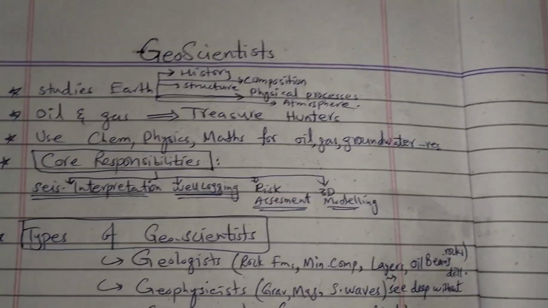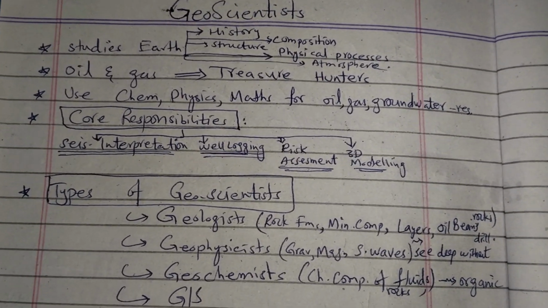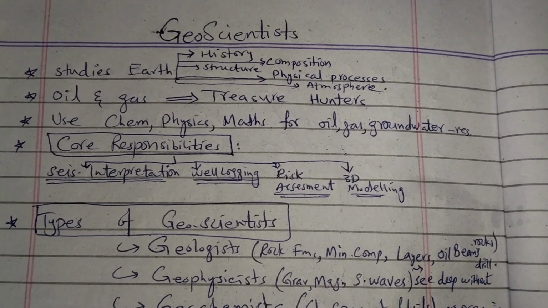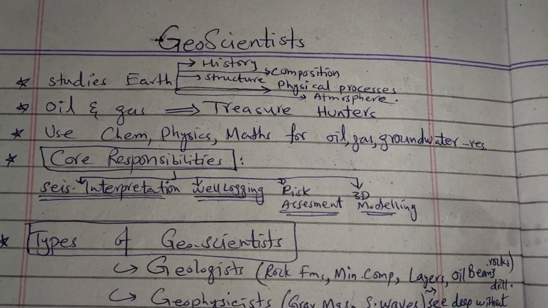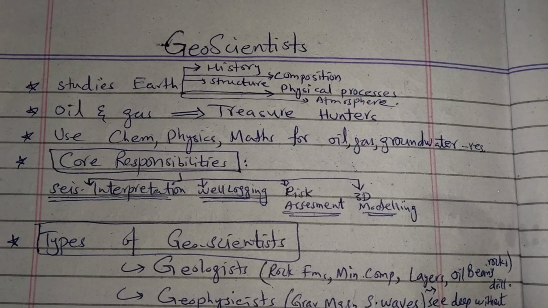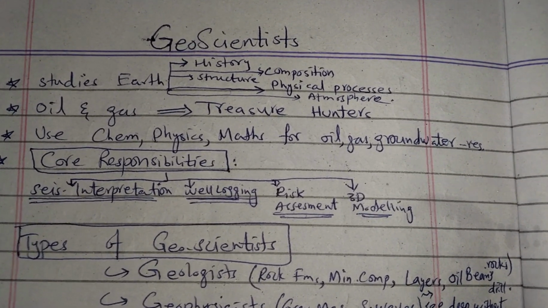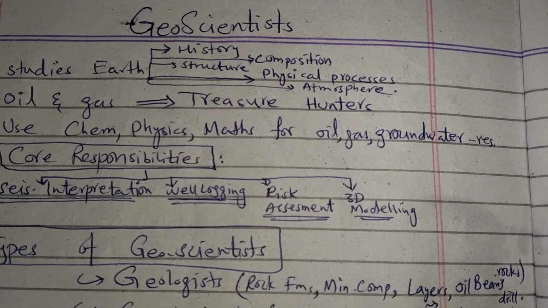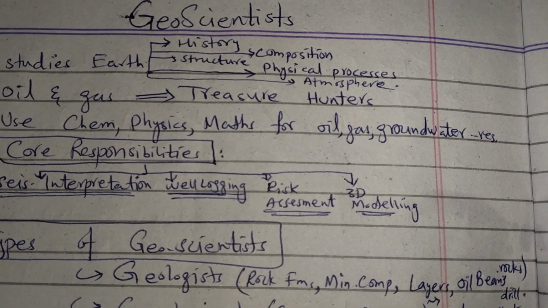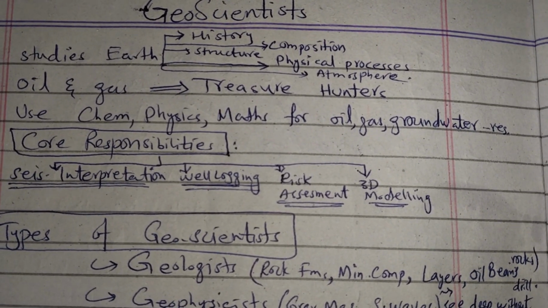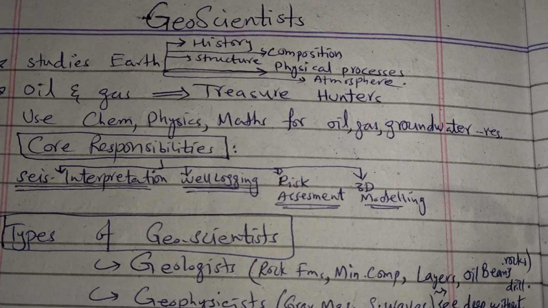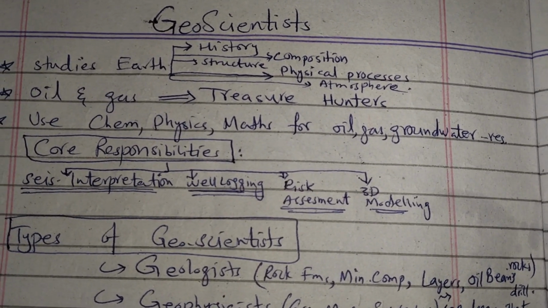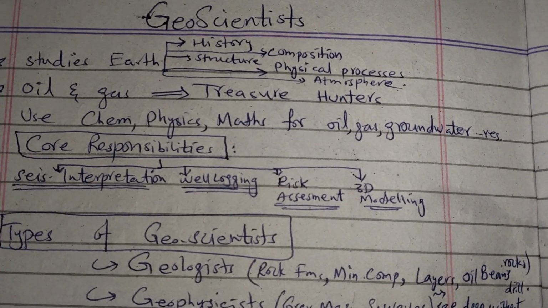So first of all, I will tell you about geoscientists. Geoscientists are those who study the earth's history, composition, structure, physical processes, and the atmosphere and the relevant studies related to the atmosphere. They study oil and gas. They are also called treasure hunters.